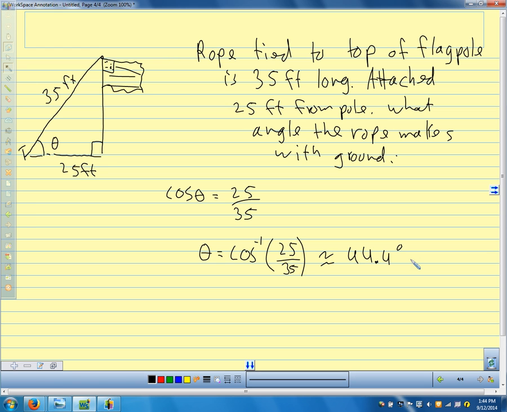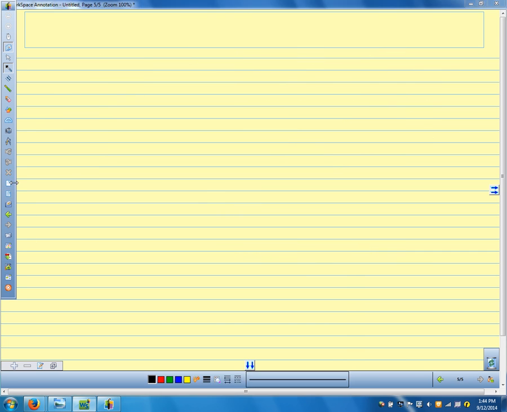For triangles, you almost always use degrees. I don't want to say always, because when you say always you get in trouble, but almost always with triangles you're going to be in degrees. Otherwise we're going to be using mostly radians. All right, let's look at one last example.